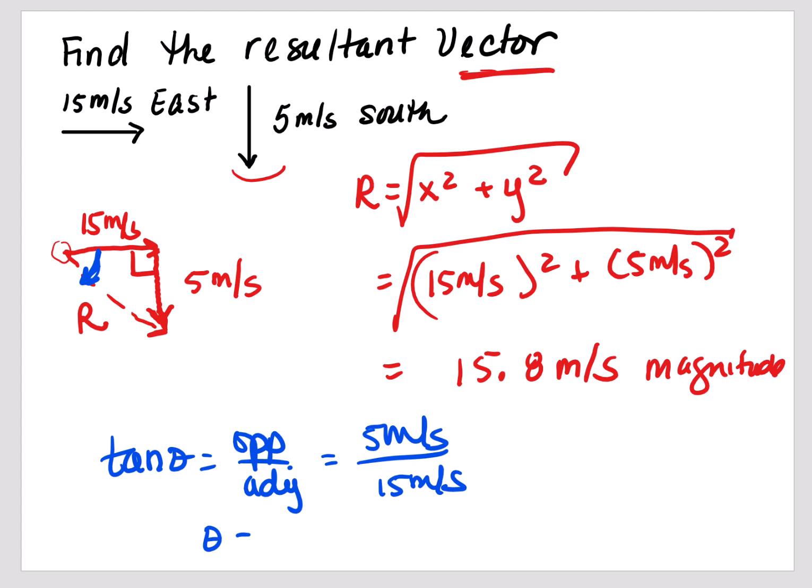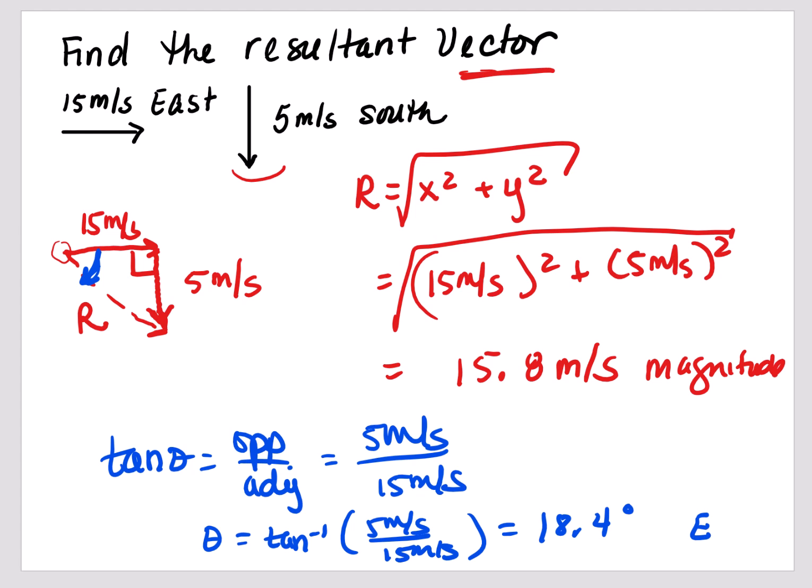I need to do inverse tan. 5 meters per second divided by 15 meters per second. If I do that, you should get approximately 18.4 degrees. Now I need to give direction.